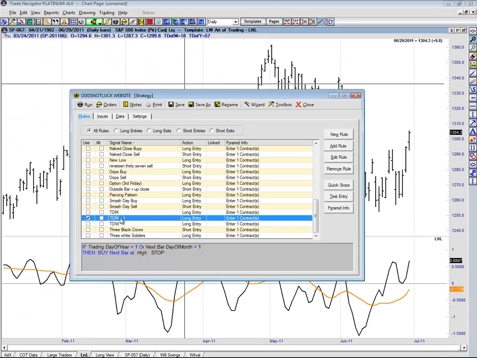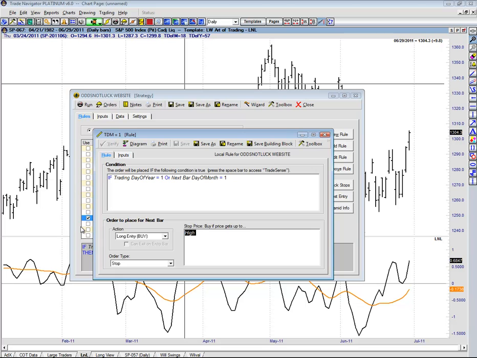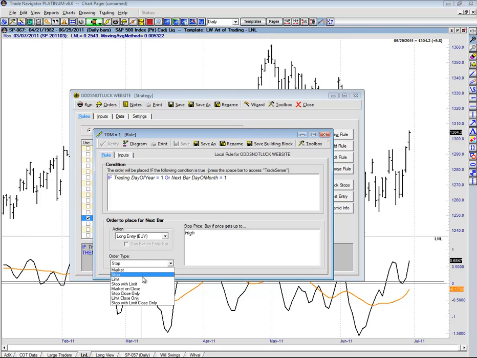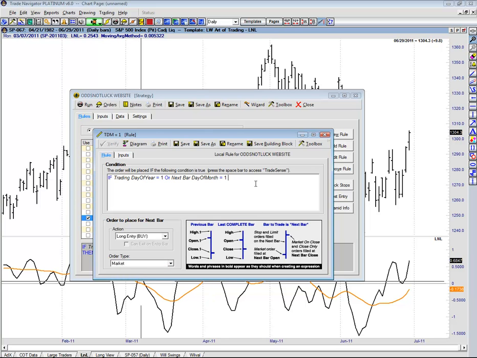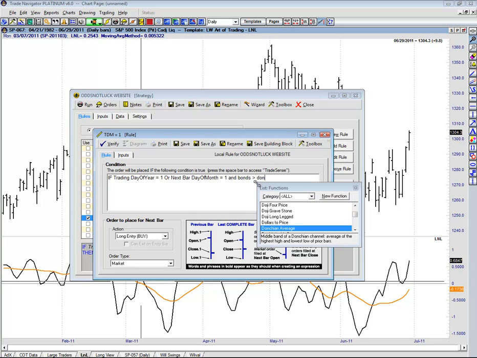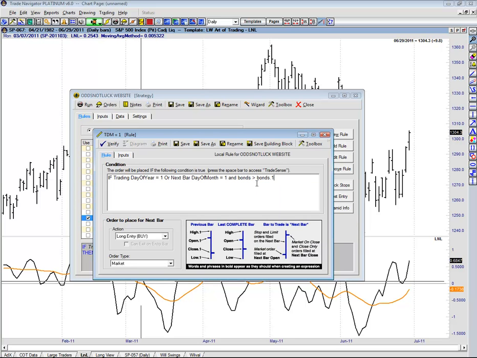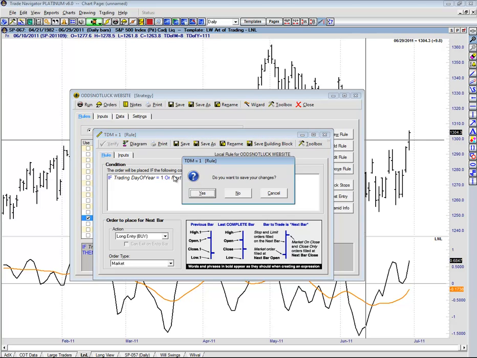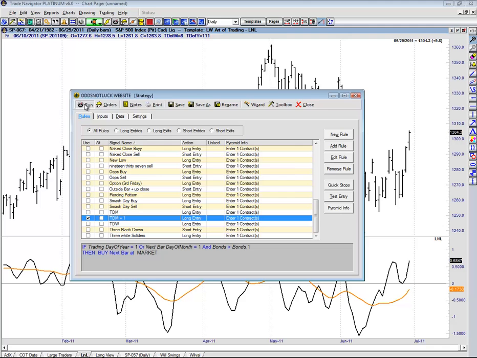Got one more I want to try out here. We're going to go back to the market, but we're going to add one additional filter, and that filter is bonds are greater than the bonds of 1 day ago. So basically we just want to see the 30-year bond in an uptrend, and we'll just see what happens there.